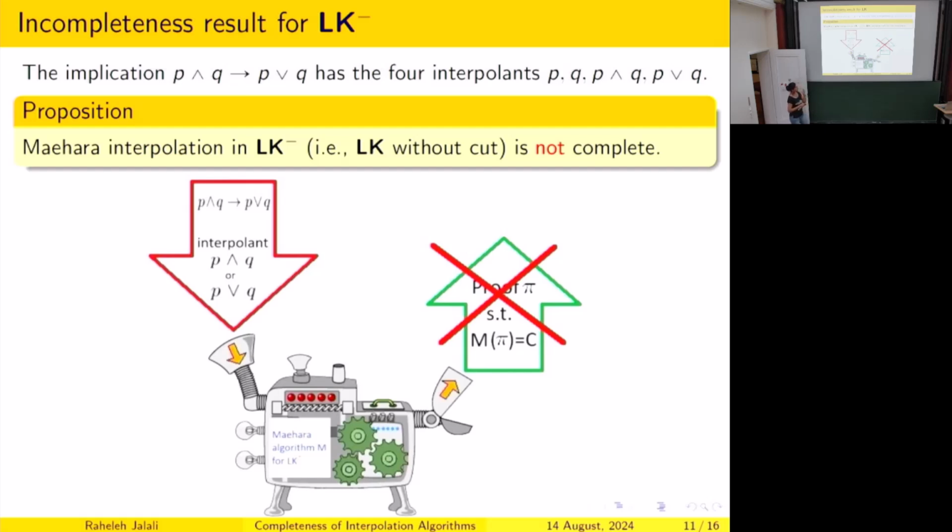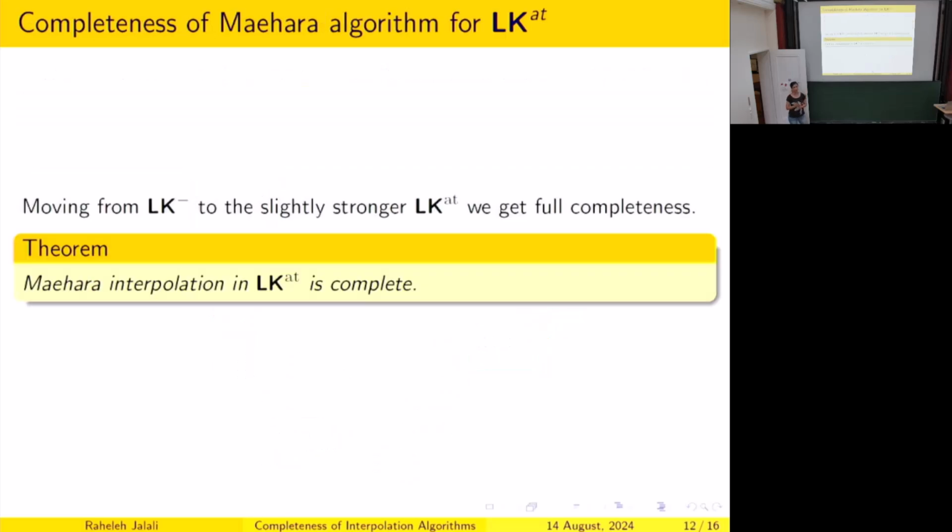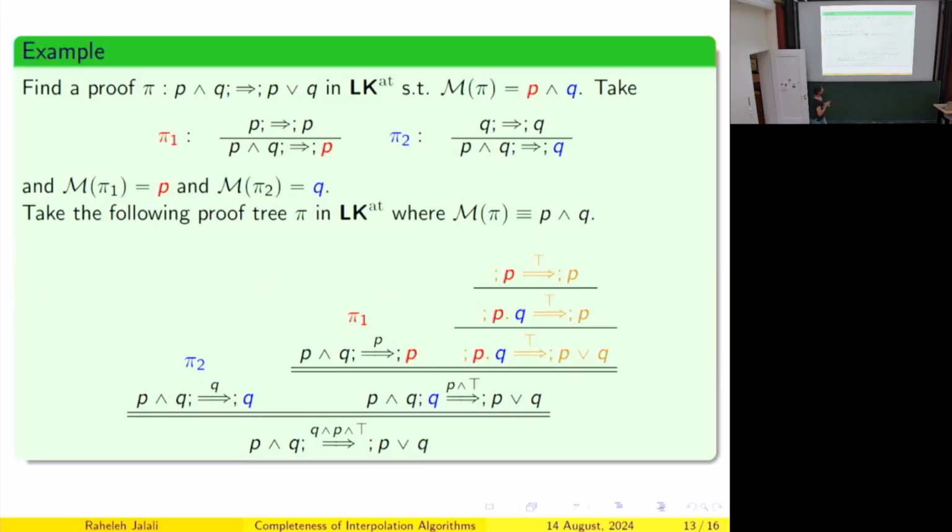So this is one incompleteness result, and I think I have time to only show you one completeness result for LK with atomic cuts. We saw that for LK without cut, we don't have completeness. But if we just add cuts for atomic formulas, then we get the full completeness. So the theorem says that Maehara interpolation in LK with atomic cuts is complete. And I'm going to give you a sketch of the proof only by an example.